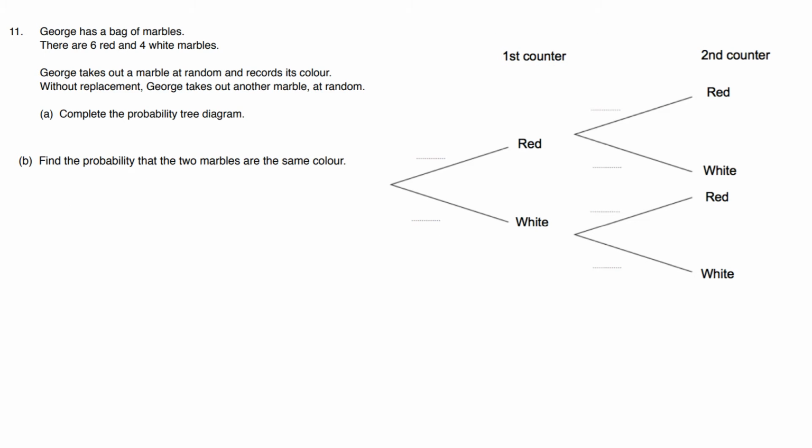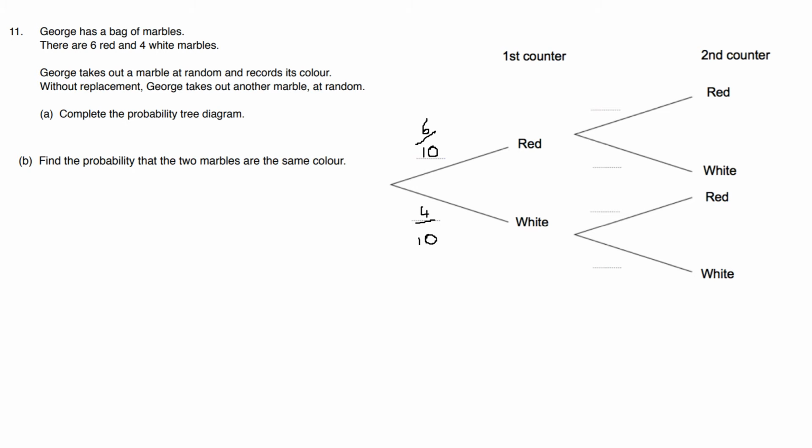Now we have another tree diagram. George has a bag of marbles and there are 6 red and 4 white marbles. George takes out a marble at random and records its colour. Without replacement, George takes out another marble at random. Complete the tree diagram. So he's got 6 red and 4 white marbles, so he has 10 marbles altogether. So for the first pick, the probability of picking a red is 6 out of 10. The probability of picking white is 4 out of 10.